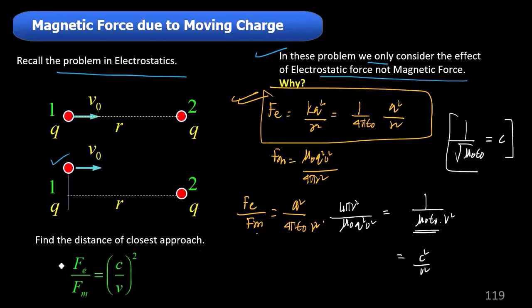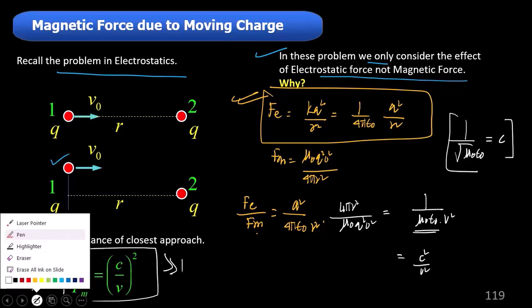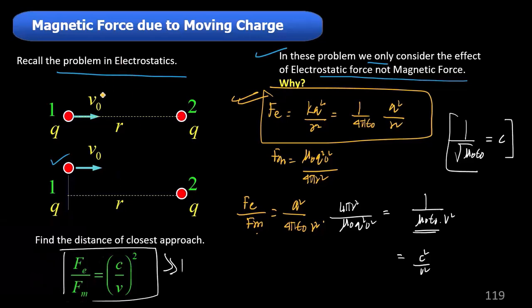Okay. So the ratio of electrostatic force to magnetic force is c by v whole square. That means much greater than 1. কেন আমরা এই ধরনের অঙ্কতে যেটা করেছিলাম যে particle is projected with a velocity v naught which is much less than the speed of light. Okay, that means if I do the order of magnitude analysis, the electrostatic force is quite high compared to the magnetic force. So that's why we don't consider the effect of magnetic force, but magnetic force is there.